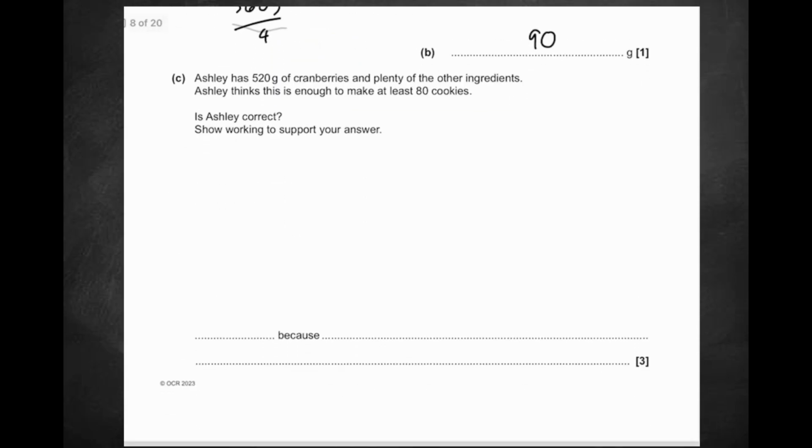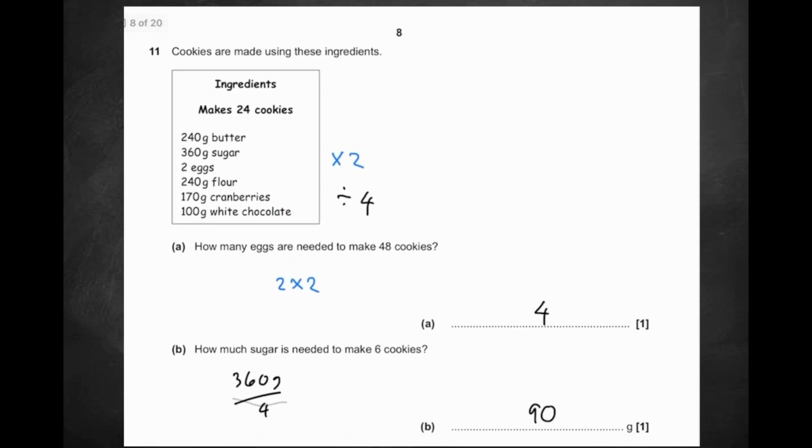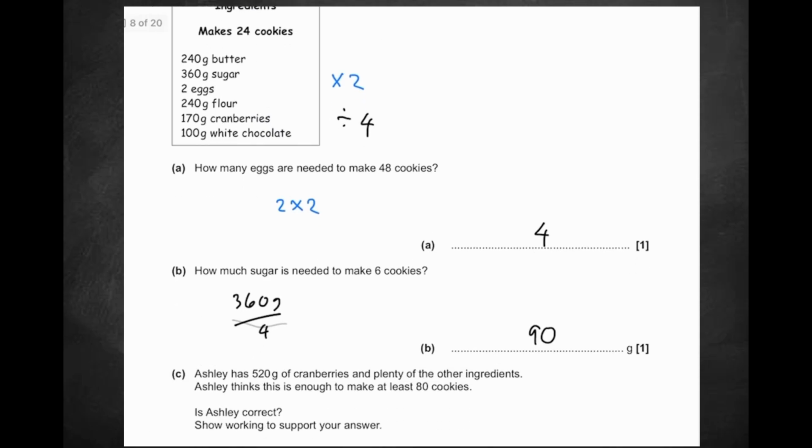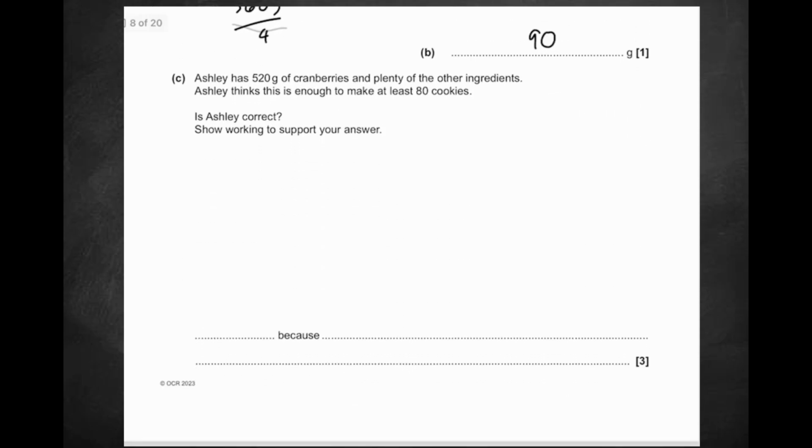Part C. Ashley has 520 grams of cranberry and plenty of other ingredients. Ashley thinks this is enough to make at least 80 cookies. Is she correct? Show working to support your answer. So she needs 170 grams for 24 cookies.